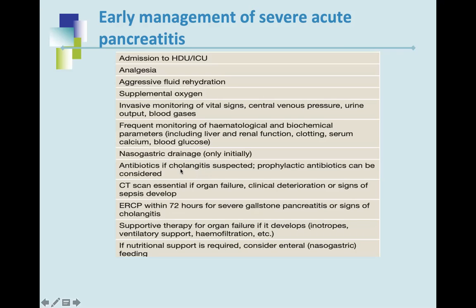If there is any evidence of infection like cholangitis, then you can give antibiotics, or if you perform a CT scan and there is necrosis or abscess formation, you will proceed with antibiotics. So this was all about clinical presentation, and then differential diagnosis, investigation and classification on the basis of investigation and history, and then you do treatment.